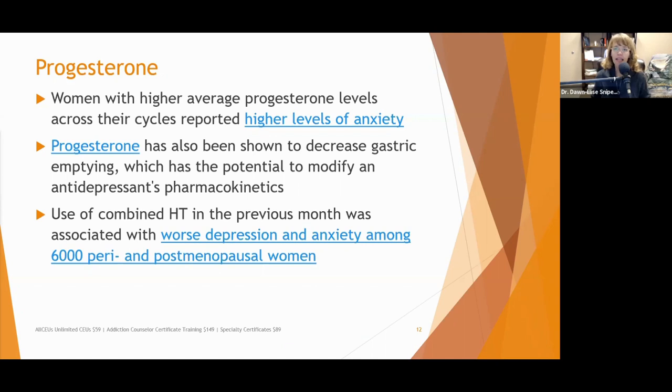Use of combined hormone therapy in the previous month was associated with worse depression and anxiety among 6,000 peri- and postmenopausal women. So again, combined hormone therapy just really doesn't seem to be something that is helpful.